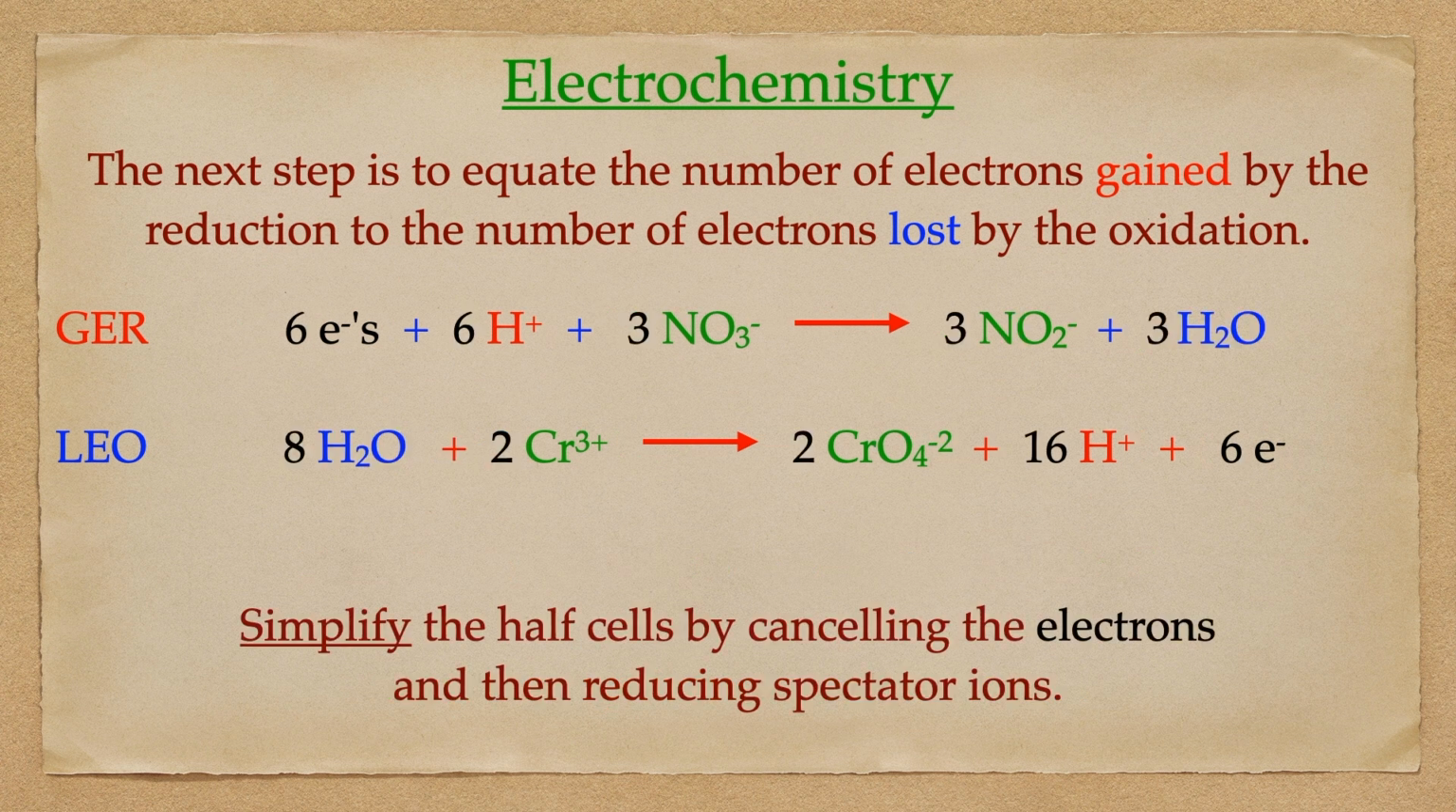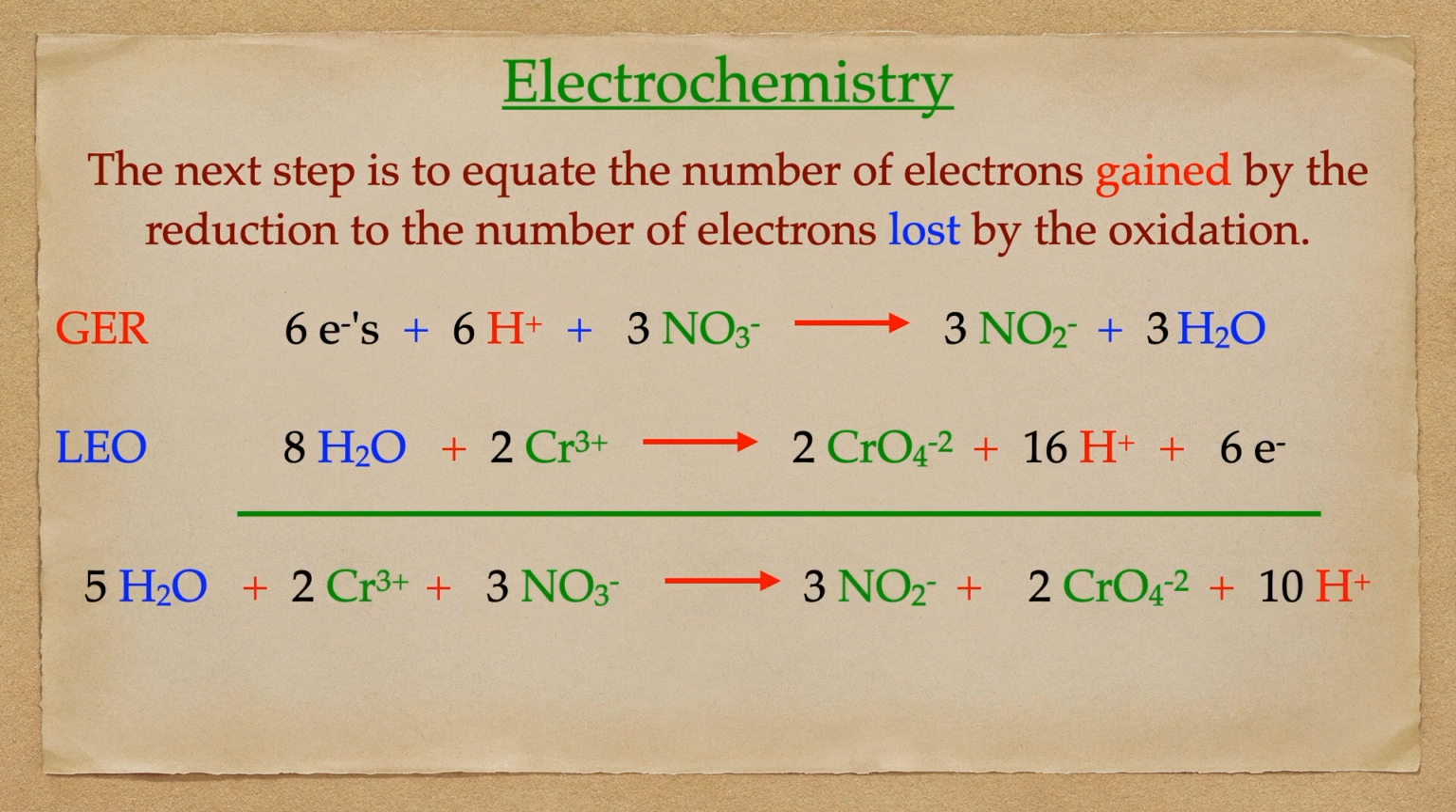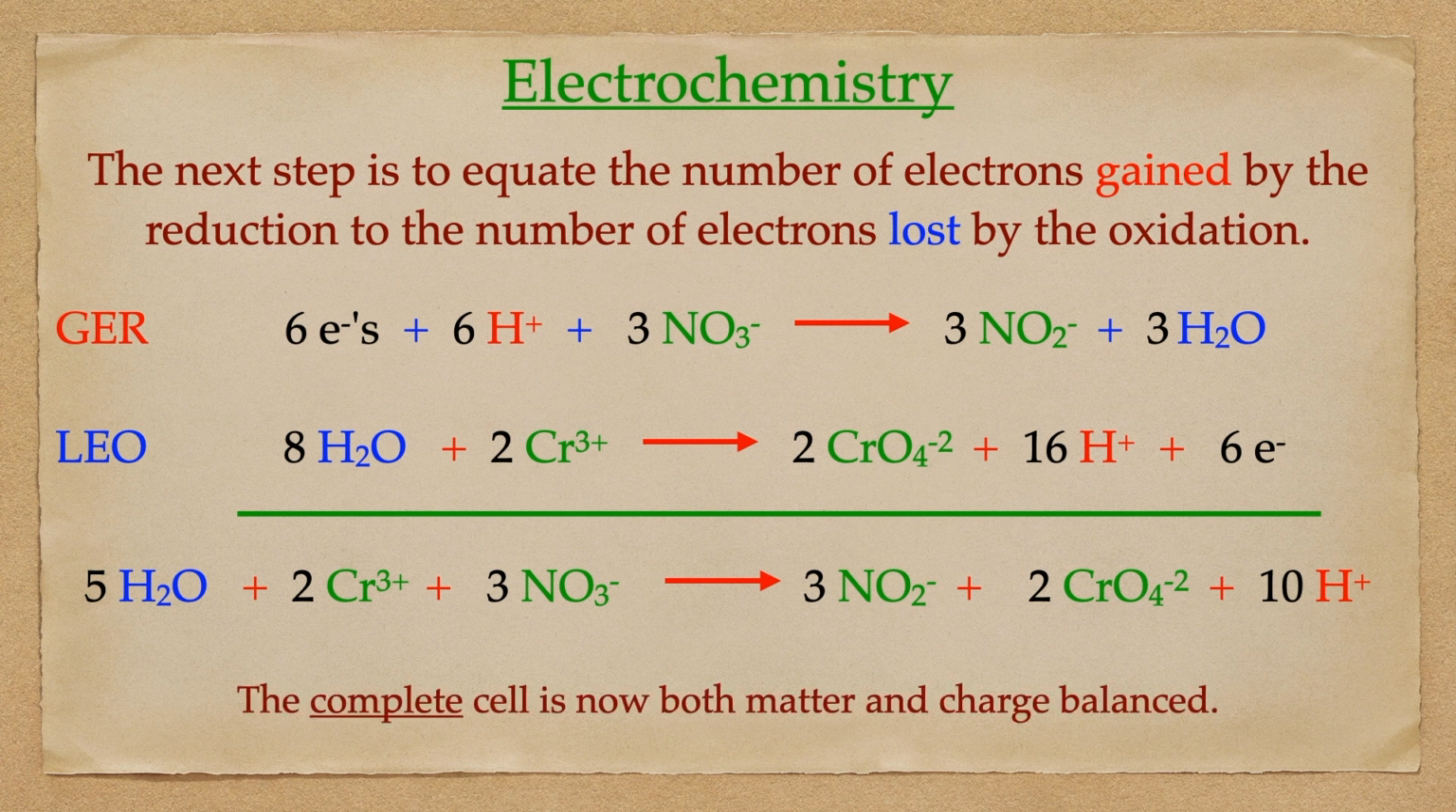Next, we combine the 2 half cells and simplify by canceling out the electrons. After the electrons have been canceled, we can further simplify by canceling out 3 waters from both sides and canceling out 6 hydrogen ions from both sides. That leaves us with 5 waters on the reactant side and 10 hydrogen ions on the product side. My overall balanced equation then: 5 waters, 2 chromium 3+ and 3 nitrates produce 3 nitrites, 2 chromates, and 10 hydrogen ions.